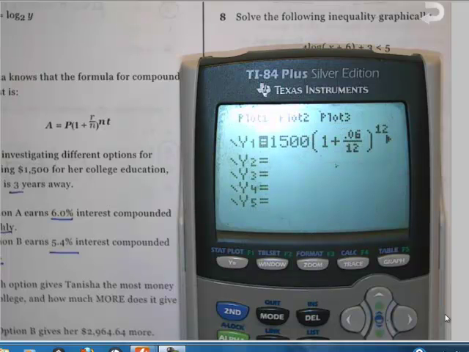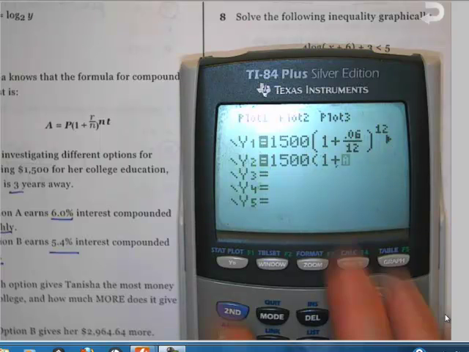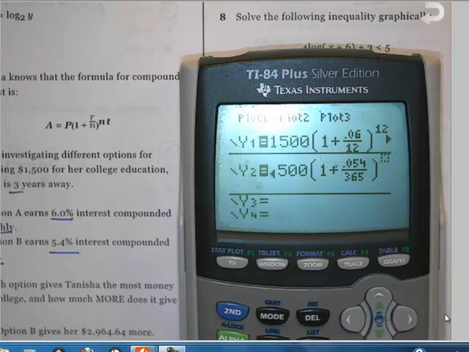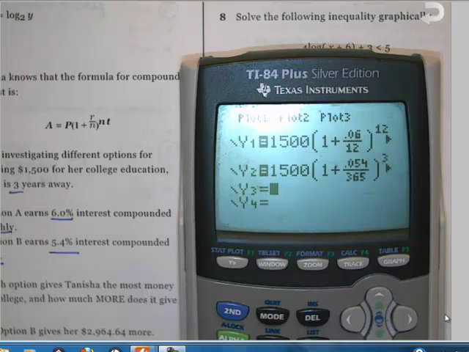and that's our first function. Our second function is going to be 1,500 times 1 plus, make the fraction again, 0.054 daily. How many days are in a year? 365. If you want to be really particular, 365 and a quarter, but not really. Especially not in the first 3 years unless you started off in the middle of the leap year cycle. So again, this is going to be out of 365x. And so those are your 2 functions.